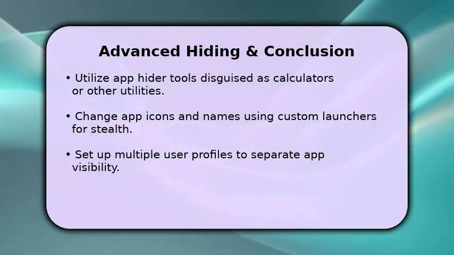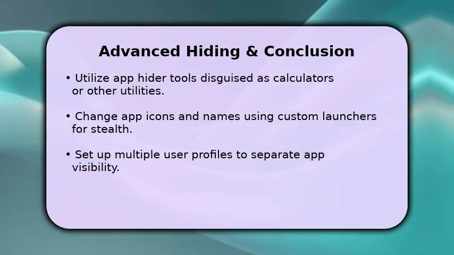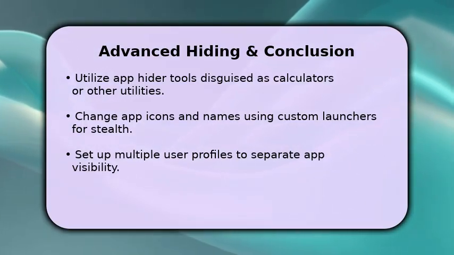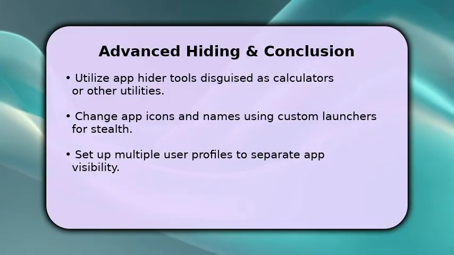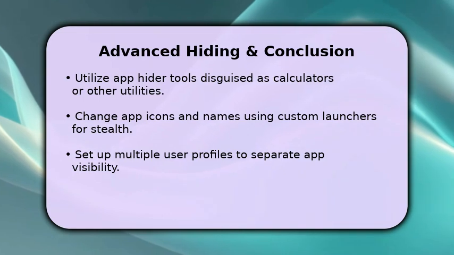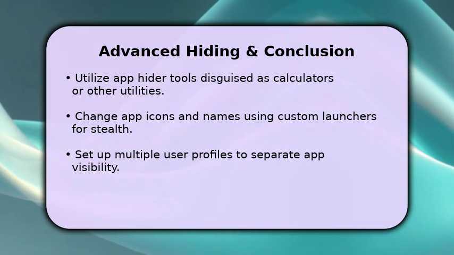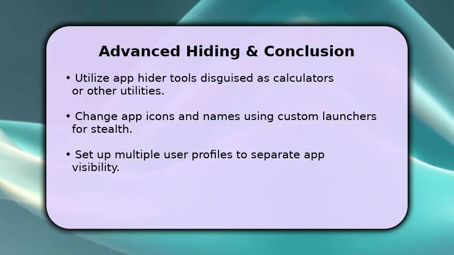Some apps can be disguised as ordinary utilities, like a calculator, revealing hidden content only with a secret code. Custom launchers allow you to change app icons and names, making them virtually undetectable. For even greater separation, create multiple user profiles on your device.